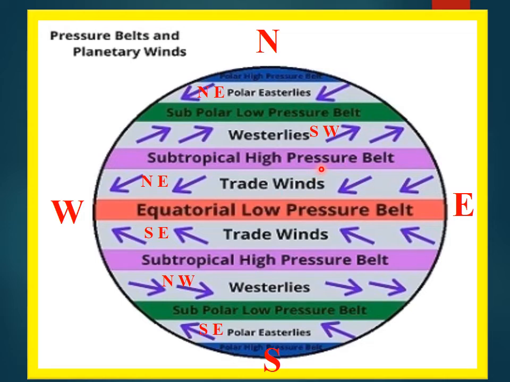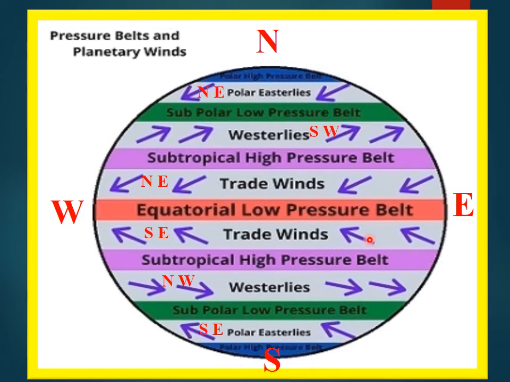Now let's go to the next one, that is westerlies. In the northern hemisphere we see they blow from the west direction. So in the northern hemisphere they blow from the southwest direction. This is the southwesterlies, which brings rain to India. And again, as I told you, wind blows from high pressure to low pressure. So they are blowing from the subtropical high pressure to the subpolar low pressure belt in the north.